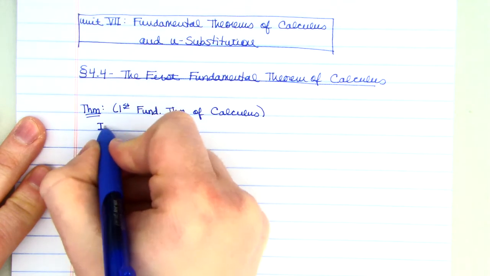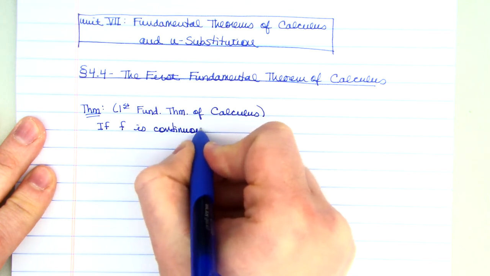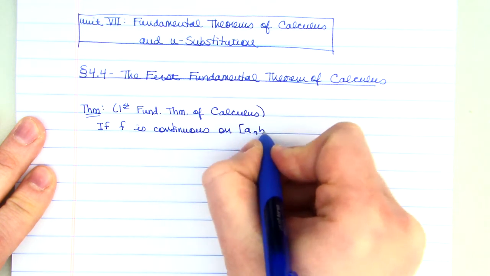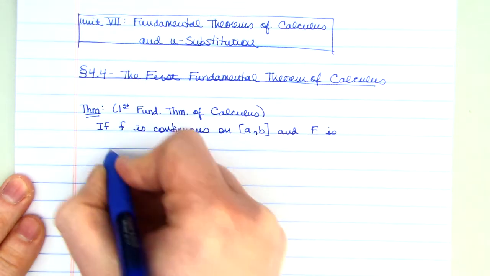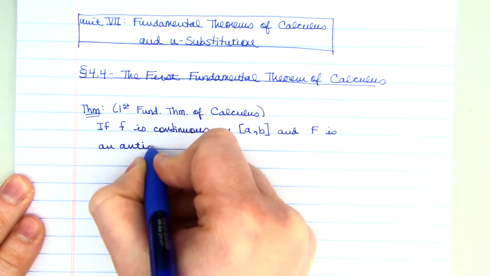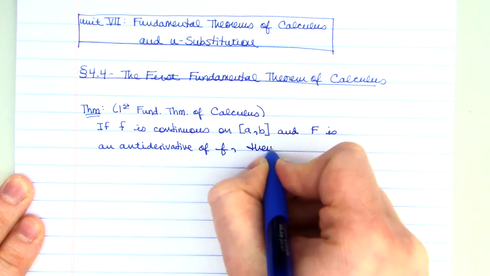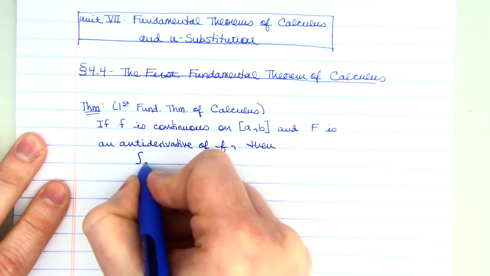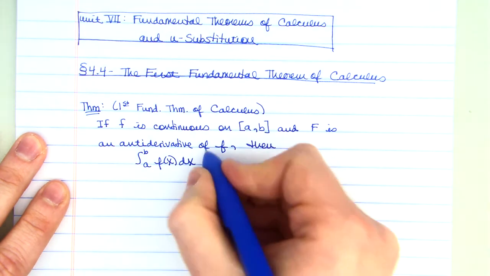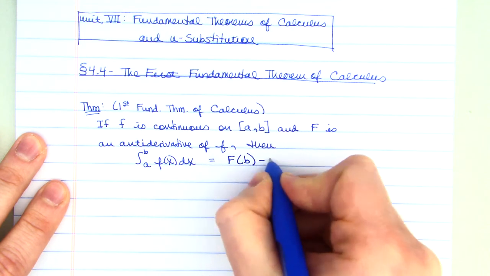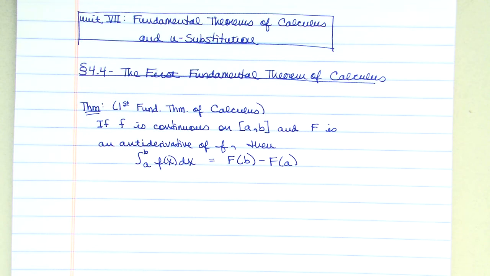It says the following: if we have some function f and it is continuous on a closed interval between a and b, and if capital F is an antiderivative of little f, then the integral from a to b of little f of x dx, the signed area under f of x dx starting at a going to b, is going to equal capital F of b minus capital F of a, the antiderivative with b plugged in minus the antiderivative with a plugged in. Take a moment, get that copied down, please.